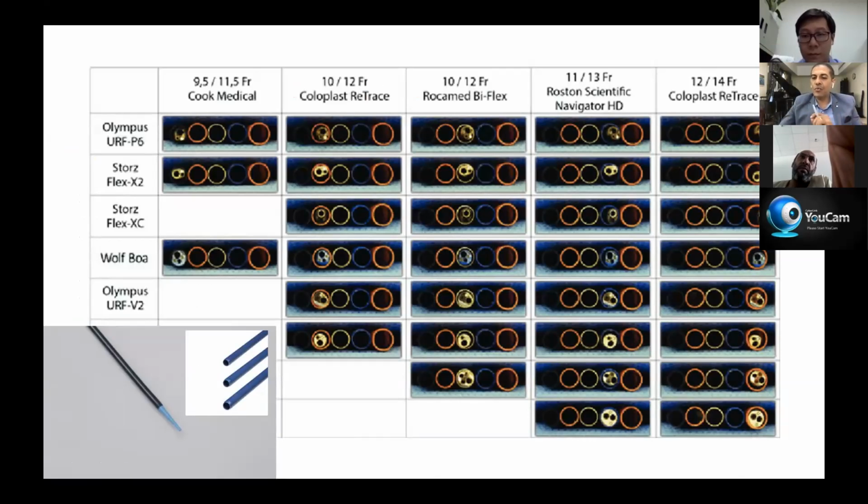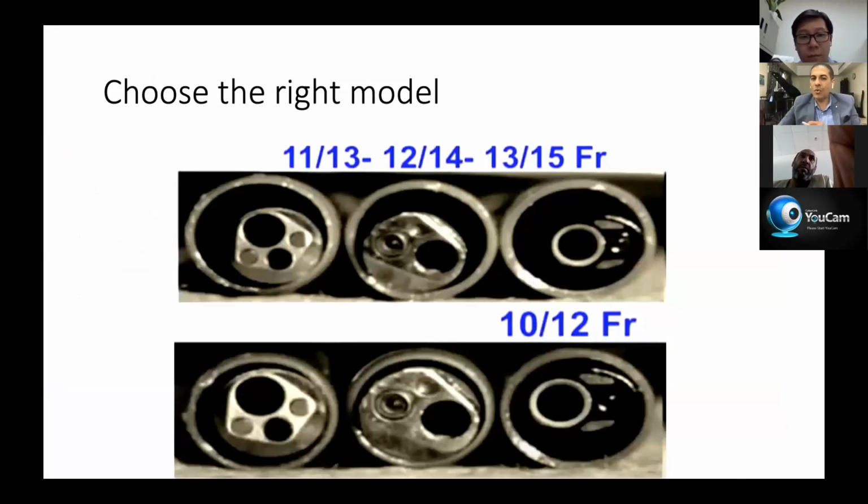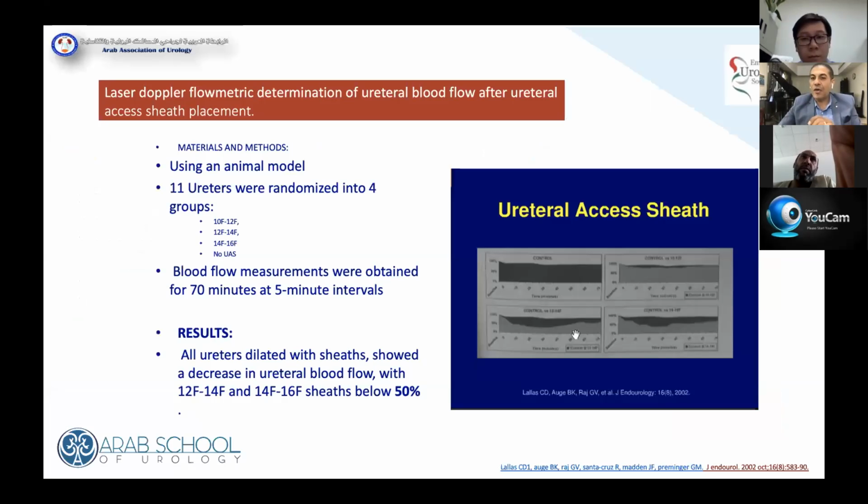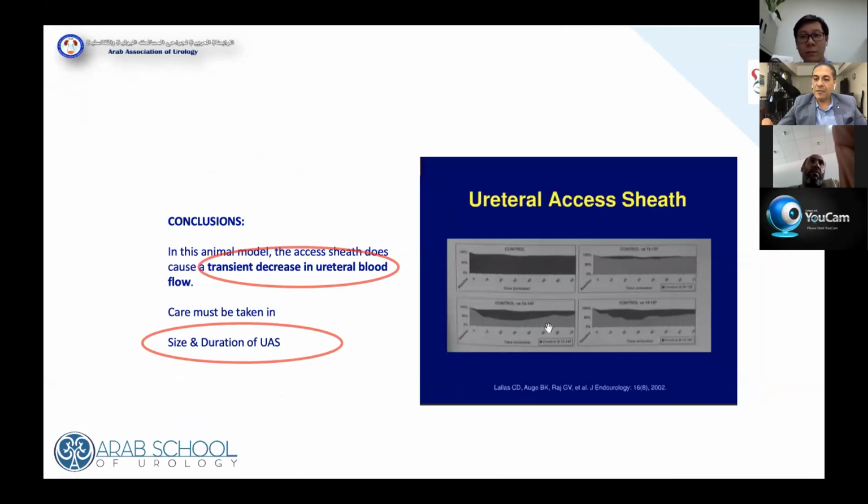When you advance the access sheath, if it moves while you are working, it's not the same as when you are moving with the obturator, because when you remove the obturator and the scope is inside the access sheath, the edges are sharp. The other study, done in animals, showed that a larger access sheath can cause a transient decrease in ureteral blood flow. This especially happens with larger sheaths, 12-14 or 14-16, with below 50% reduction. It's transient, but it can compromise the blood supply of the ureter, and it can be a risk factor for stricture. This also correlates with the size, but also the duration, how long you keep the large access sheath inside the ureter.